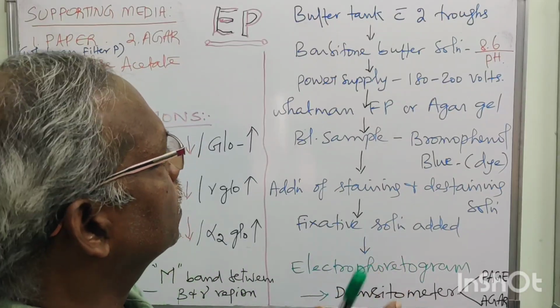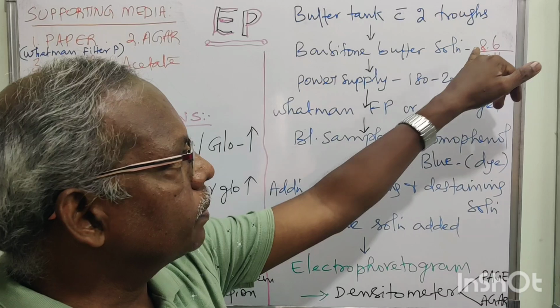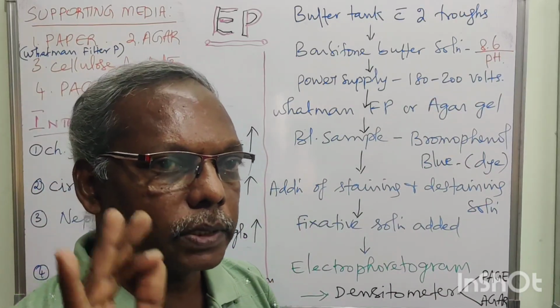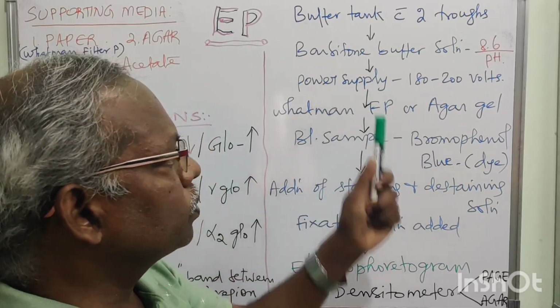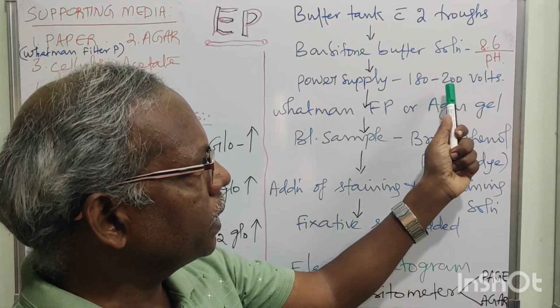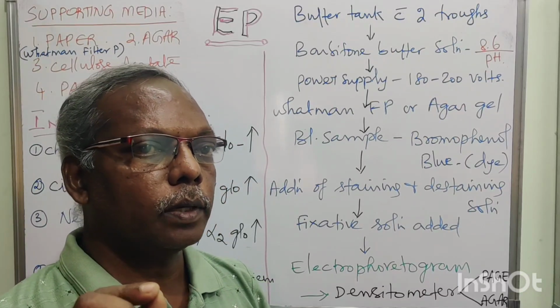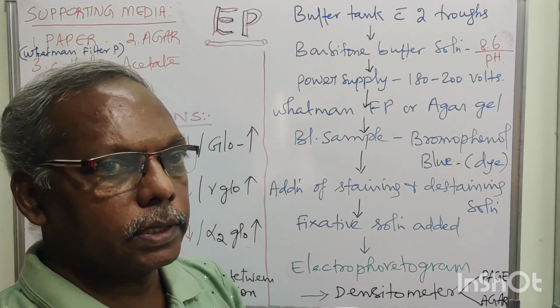So 2 troughs. Then you have to add barbitone buffer in the 2 troughs at the pH of 8.6. For electrophoresis, the pH is uniform, 8.6 only for barbitone buffer. Next one is you should have a power supply of 180 to 200 volts, continuous power supply, right? No power break or power cut. Otherwise it will get disturbed.